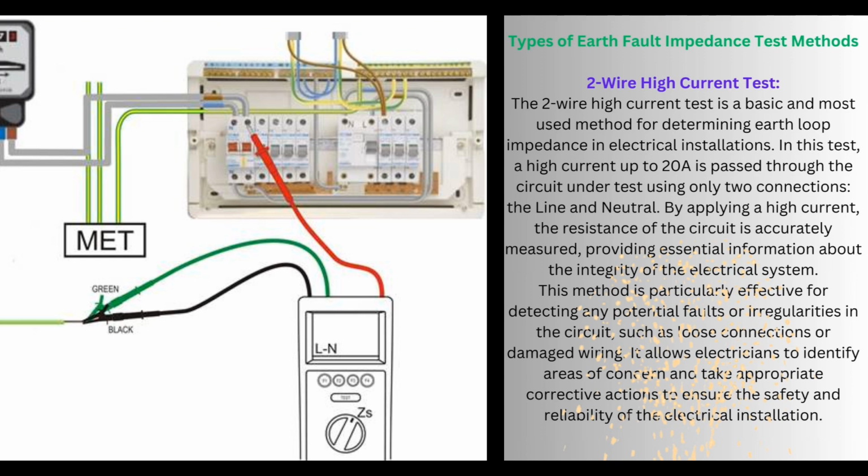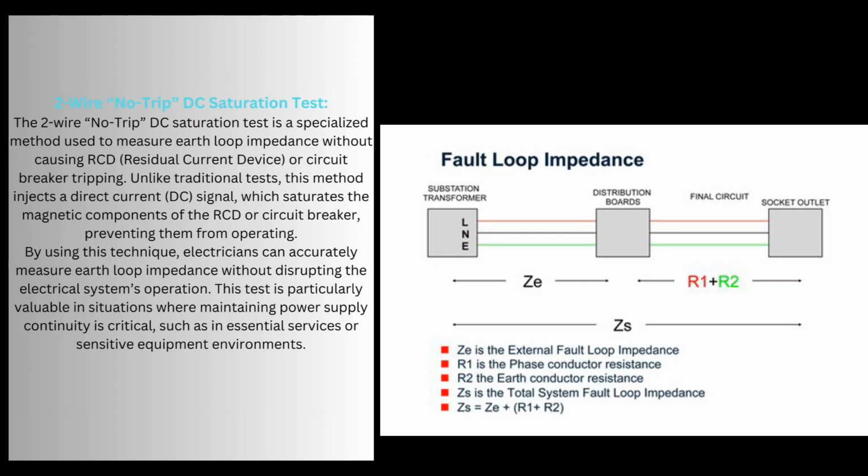The three-wire no-trip test is a comprehensive method for measuring earth loop impedance in electrical systems without causing RCD or circuit breaker tripping. This test involves connecting the line, neutral, and earth wires to the tester, allowing for accurate measurement of the impedance across the entire circuit.